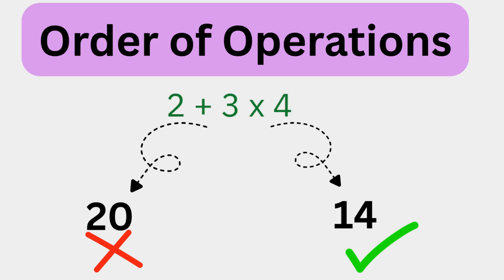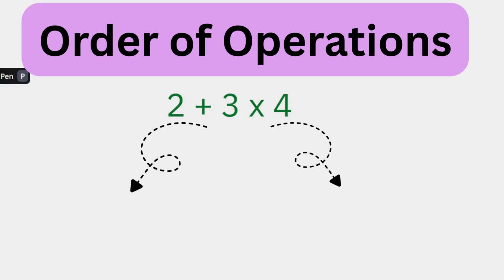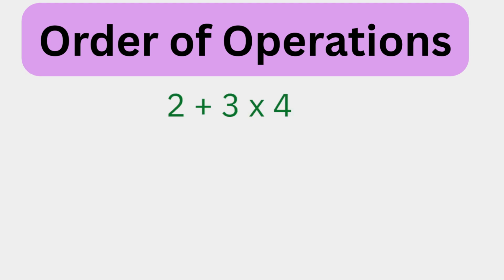In today's maths lesson, we are going to learn about what order to follow when we have multiple mathematical operations in just one expression. So let's discuss this expression first, okay? So here some of you might have got answer 20 and some of you might have 14 as the answer. So why is the difference?